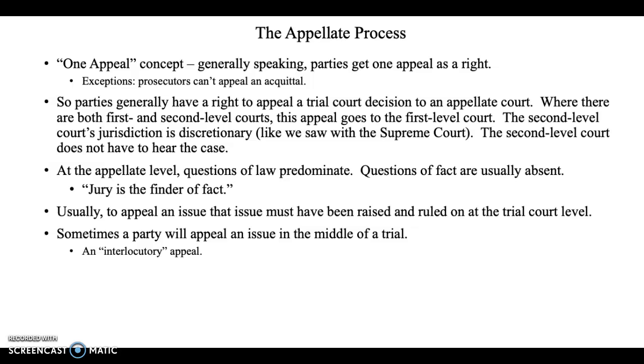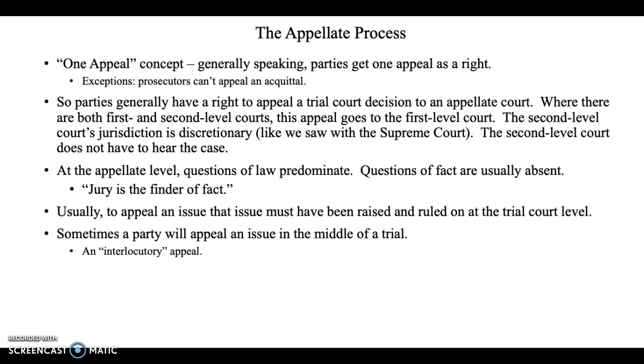At the appellate level, questions of law predominate. The jury is called the finder of fact, and the appellate courts almost never overturn findings of fact from the trial court. So usually, it's got to be an issue of law, and it has to be raised and ruled on at the trial court level. That is to say that if a party feels there's an error being made, they have to say so at the trial court level in order to preserve the issue for appeal.